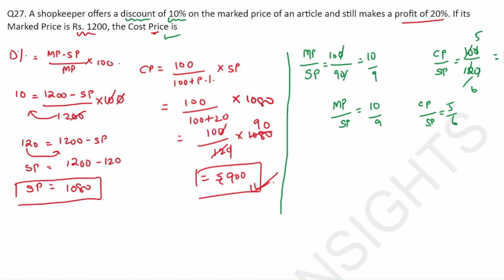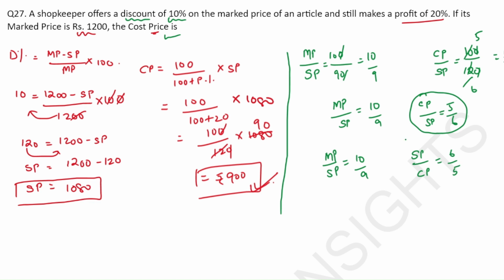Because the mark price is given, in order to find the cost price we need a relationship between mark price and cost price, yes or no? So that means, in order to remove this selling price, you just do this one ulta, okay? So you can write MP by SP equal to 10 by 9. If you do this one ulta, SP by CP will become 6 by 5.